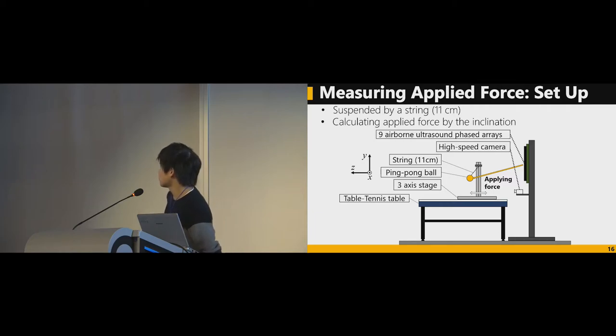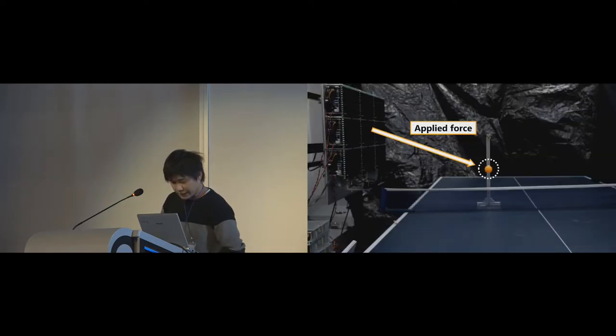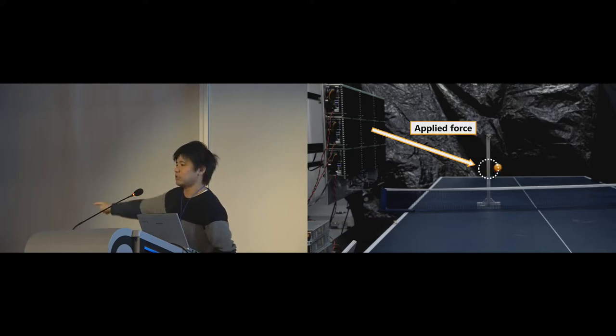So this slide shows how much force is applied in the realistic Hopping-Pong situation. This is the experimental setup. In this experiment, we suspended the ping-pong ball by a string, and we calculated the applied force from the inclination. This video shows that the Hopping-Pong system can apply force to the ping-pong ball, and the ping-pong ball is stabilized.